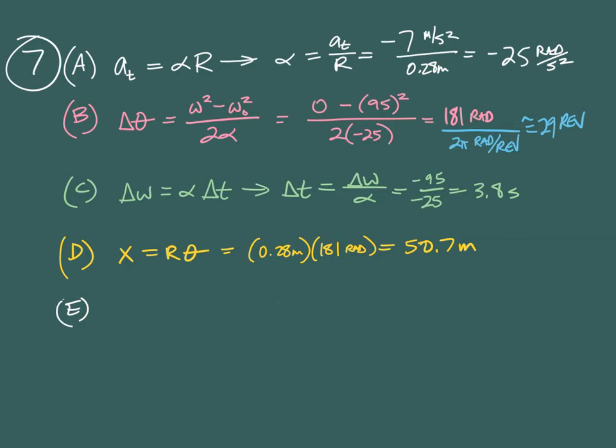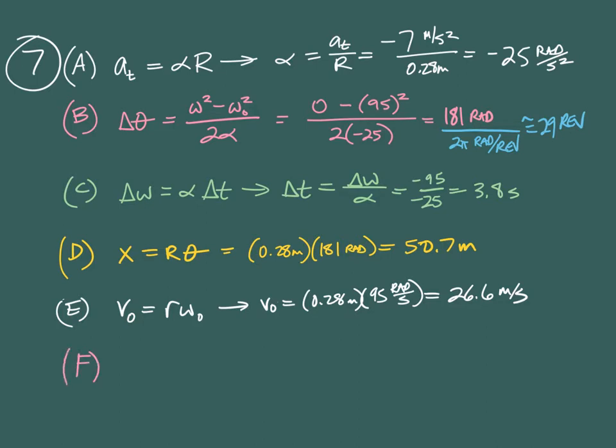Initial speed, v naught. Well, it's r omega, or r omega naught. So this is just our formula we've seen a couple times. So initial speed will be that 0.28 meters times that angular speed of 95 rads per second. That's where we get this 26.6 meters per second.